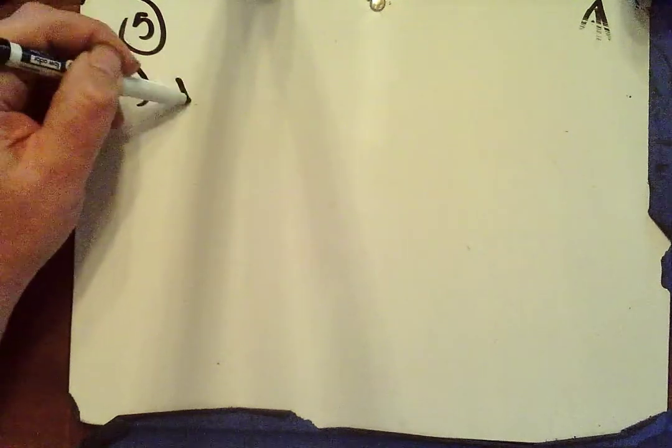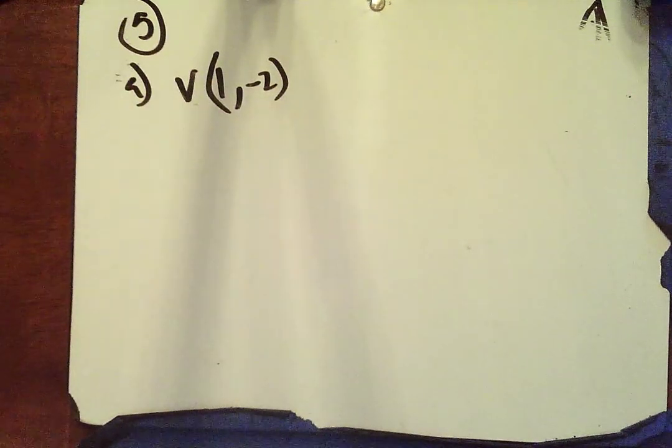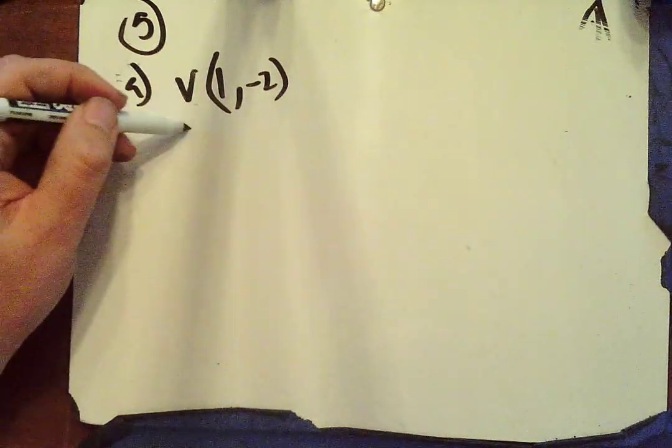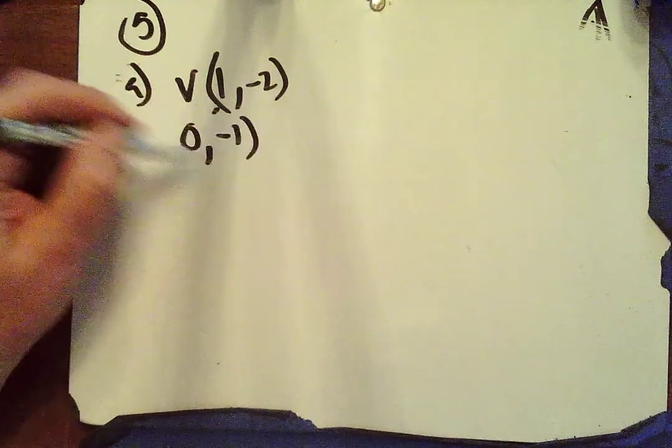I've got number 5. Write an equation for each. Well, all 3 of these are parabolas, and in A and B, I see the vertex. So I'm going to be using vertex form. In C, I see the x-intercepts. So I'm going to use intercept form. A, we're told that the vertex is located at 1, -2, and we've been given the y-intercept of 0, -1.